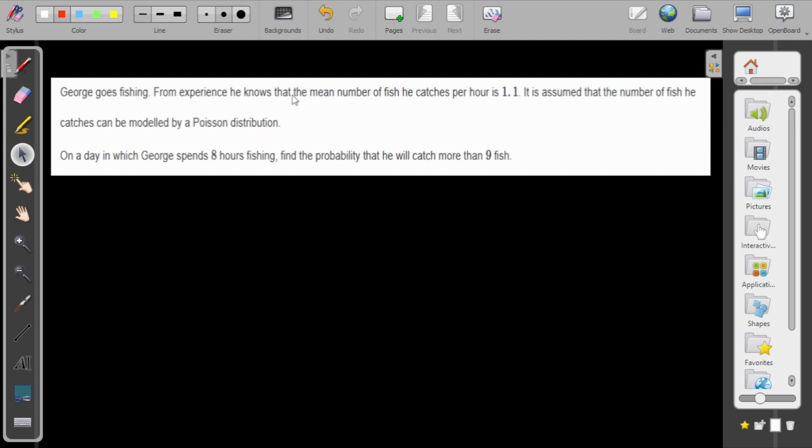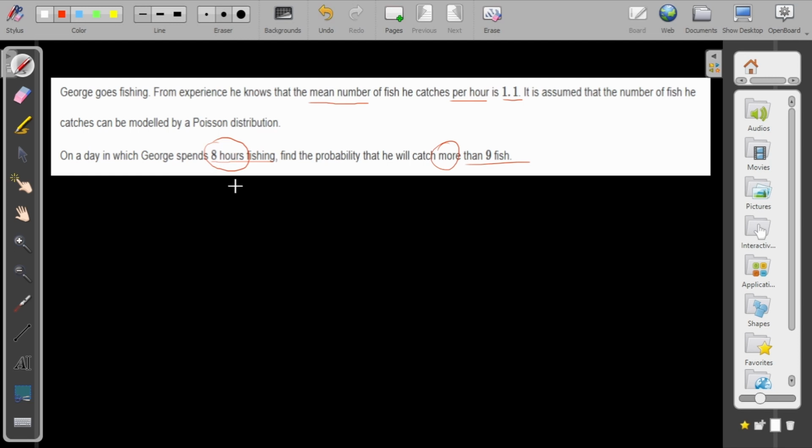From experience he knows that the mean number of fish, I will point out some basic things in the question, the mean number of fish he catches per hour is 1.1. It is assumed that the number of fish he catches can be modeled by a Poisson distribution. Obviously, I must use the Poisson distribution. On a day in which George spends 8 hours fishing, find the probability that he will catch more than 9 fish.